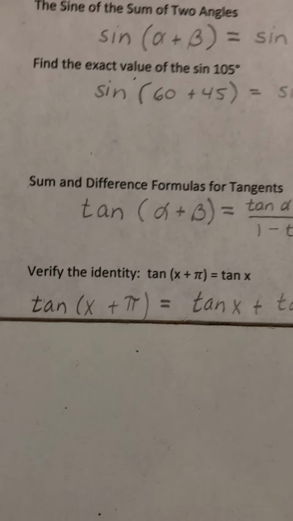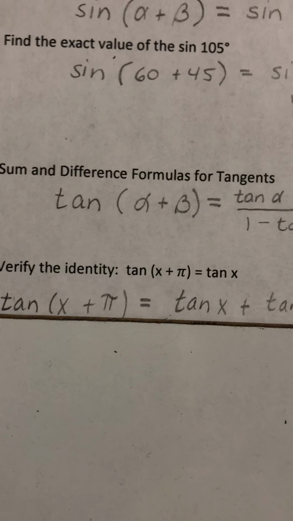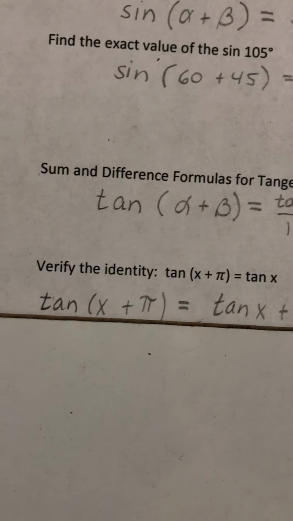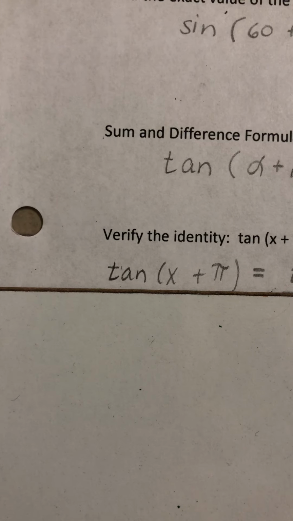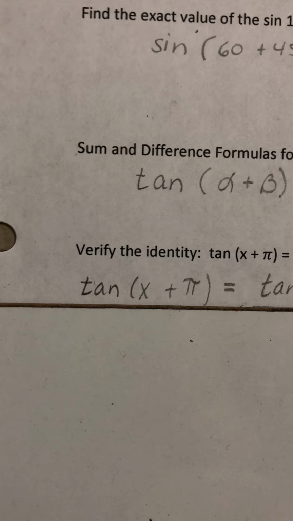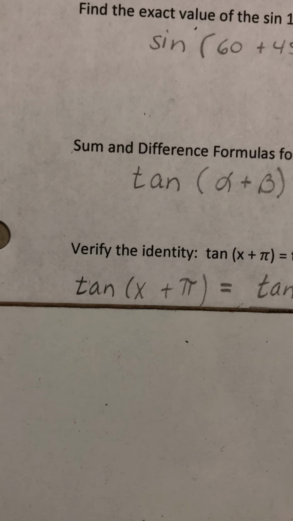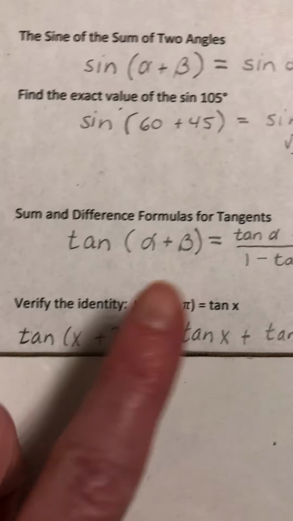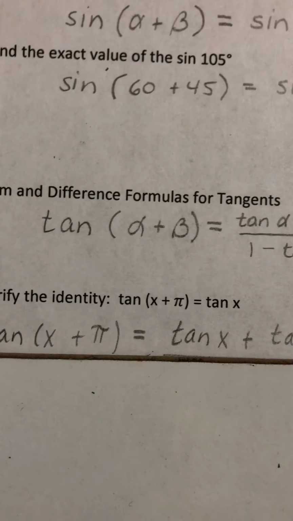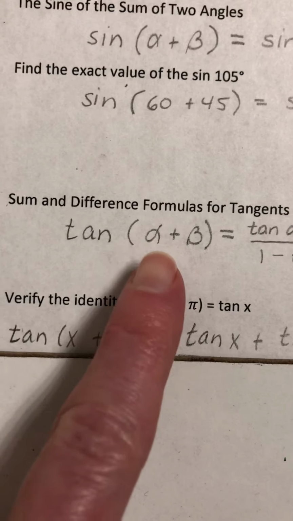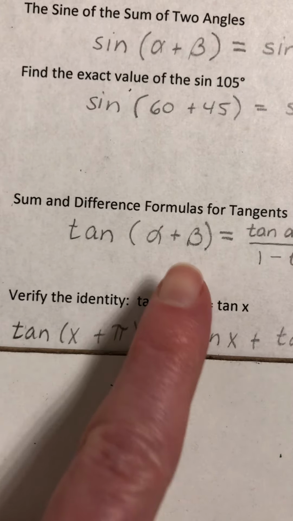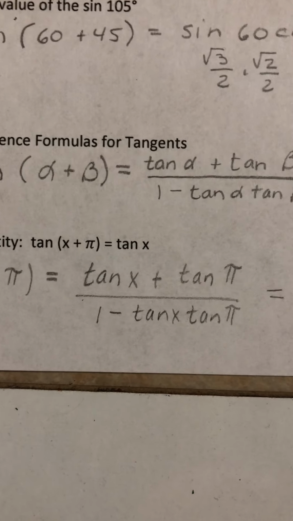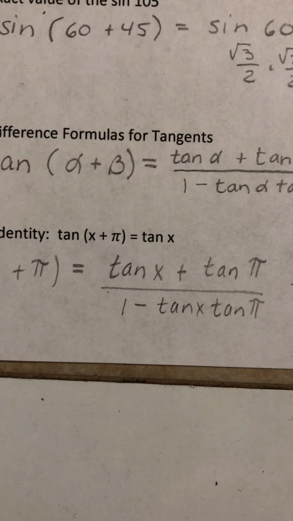So if we want to verify the identity that the tangent of x plus pi is equal to the tangent of x, once again, anytime we verify an identity, start with the left-hand side of the equation and rewrite it. And then we're going to simplify this using our formula, this one right here, where we're adding alpha to beta, but this time my alpha is x and my beta is pi. So I'm going to plug it into that formula, and this is what I'm going to get.